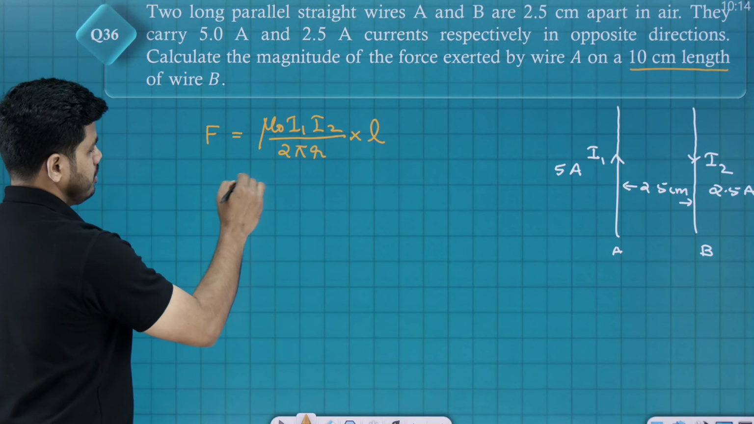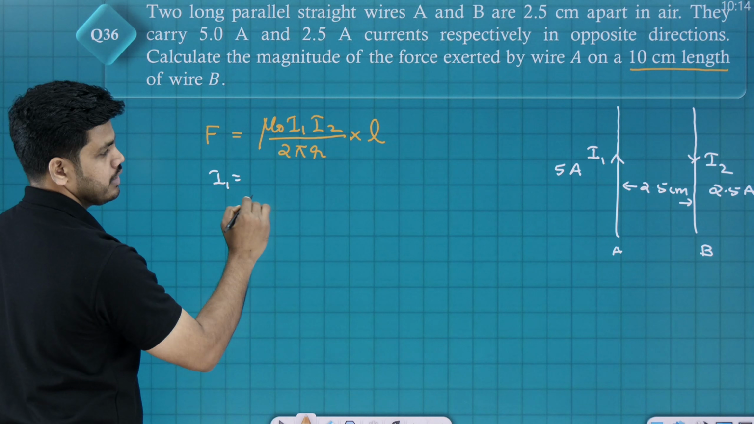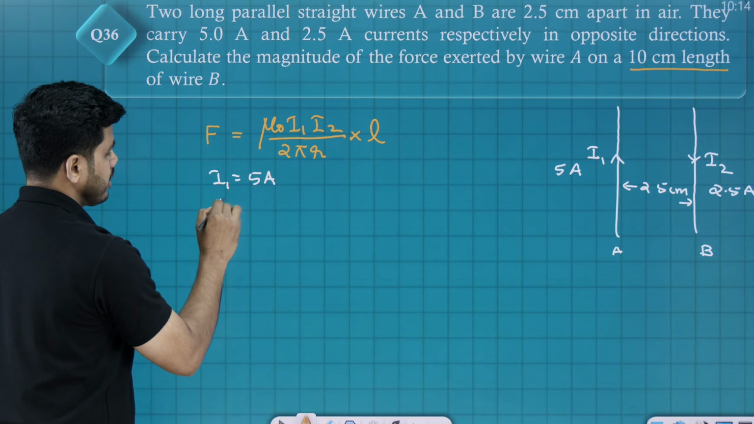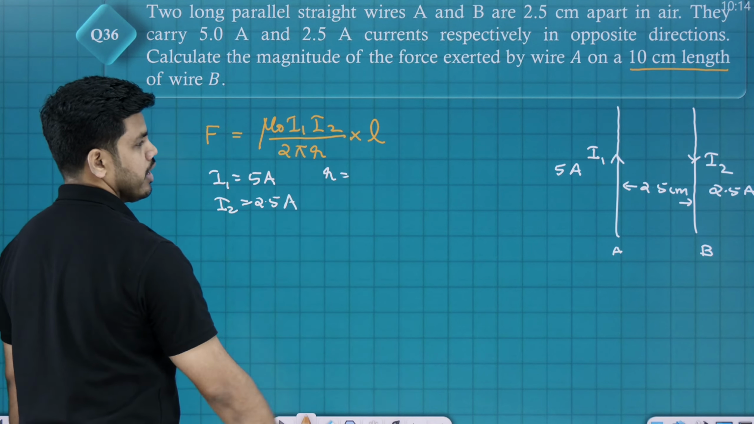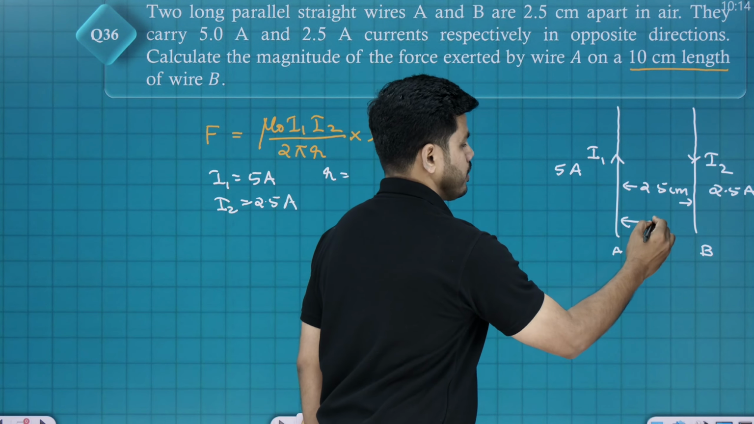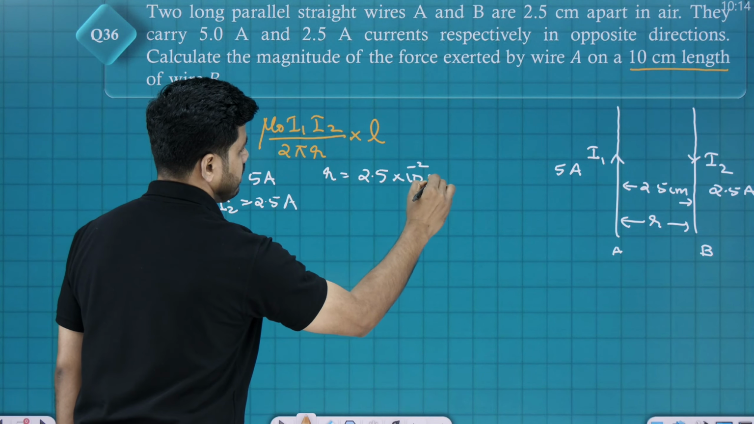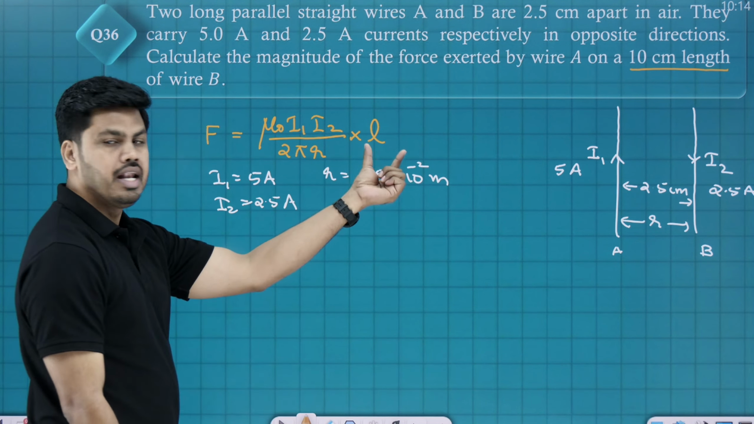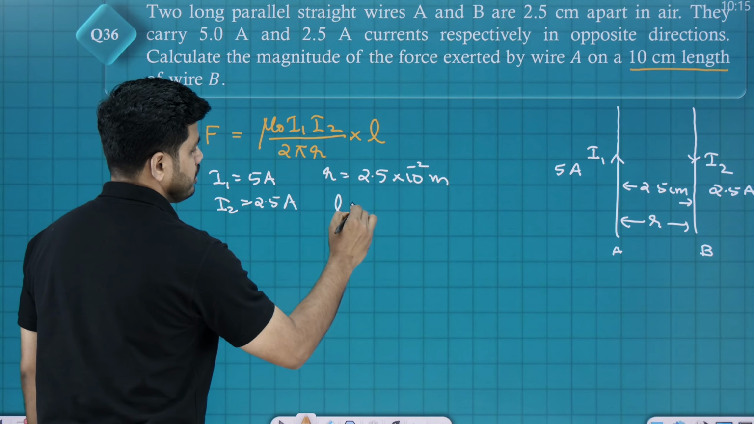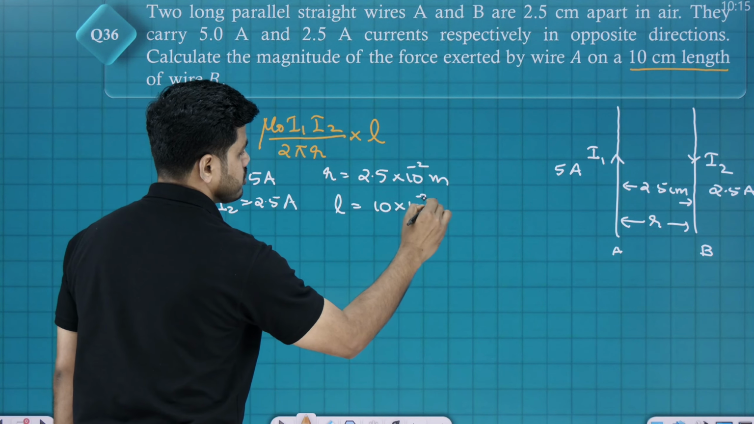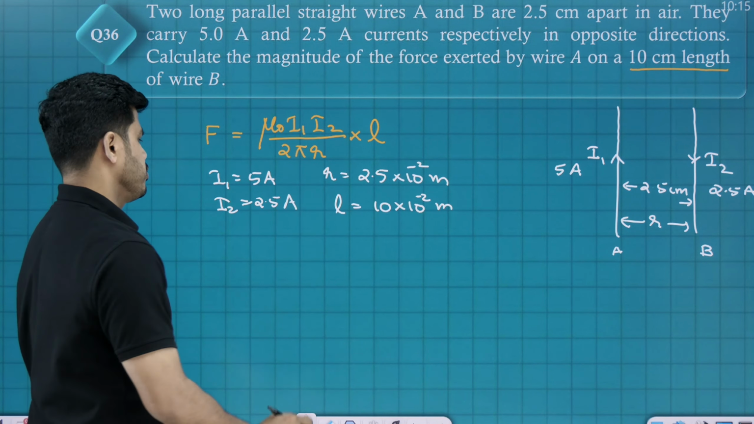Let us find those values given in the question. I1 is given as 5 ampere, I2 is given as 2.5 ampere. Then the distance between the two wires, R, is 2.5 centimeters, so 2.5 into 10 raised to minus 2 meters. Then we need L also. Over what length do we have to calculate? 10 centimeter, so length is going to be 10 into 10 raised to minus 2 meters. Mu naught, we know, is 4 pi into 10 raised to minus 7.